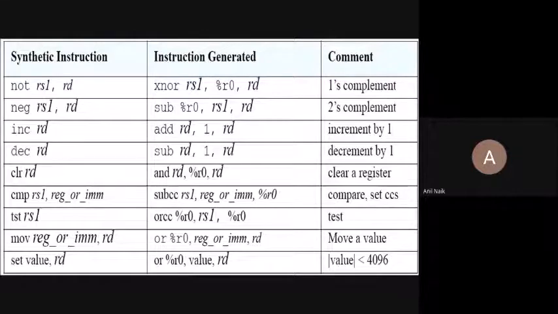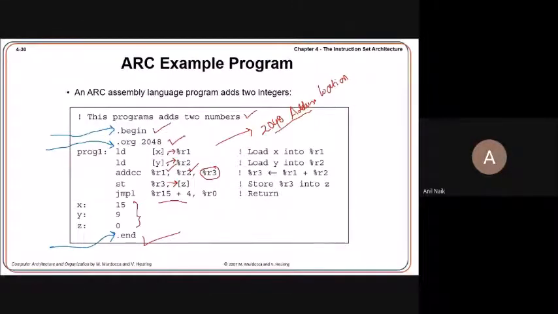This is the original instruction, but during assembly it is converted into this machine code form. The first operation is complement, so negative means the 2's complement form. Increment means it will increment by 1. Here it uses the add operation, and for decrement the subtraction operation. Then this is the example that we discussed.